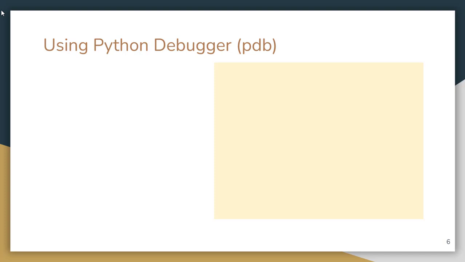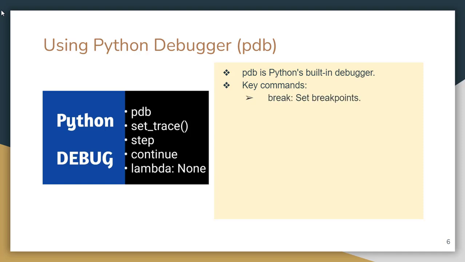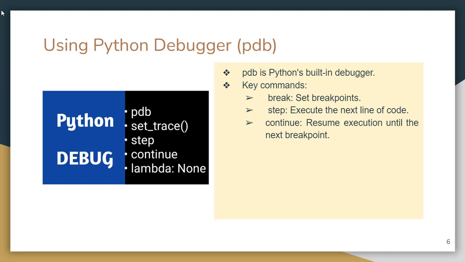Using the Python debugger PDB, which is an inbuilt module in Python. PDB is Python's built-in debugger. Key commands in PDB. Break: to set breakpoints. Step: execute the next line of the code. Continue: resume execution until the next breakpoint. List: show source code around the current line.